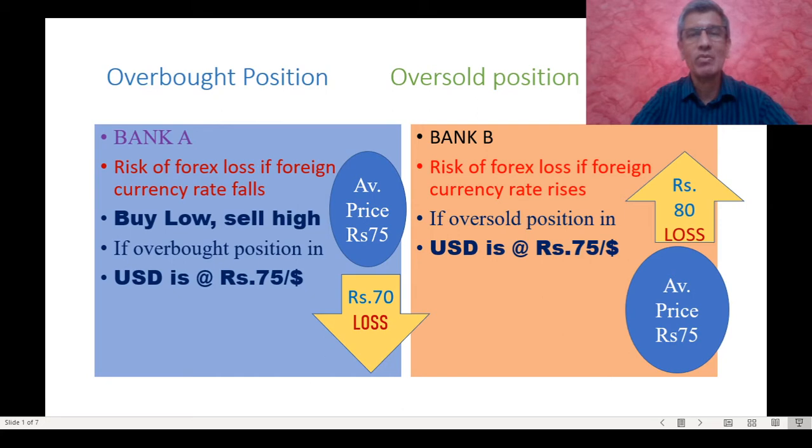Bank B, which has an oversold position, is exposed to a risk if currency rates go up, so therefore it will square its position. But in reality, banks don't immediately square their position. Forex dealers are required to take a call, they are required to make an assessment, they are required to make predictions about movement of exchange rates. Only then a decision is taken whether the position should be squared or some open position is to be kept for some time. So let's see this in more detail.